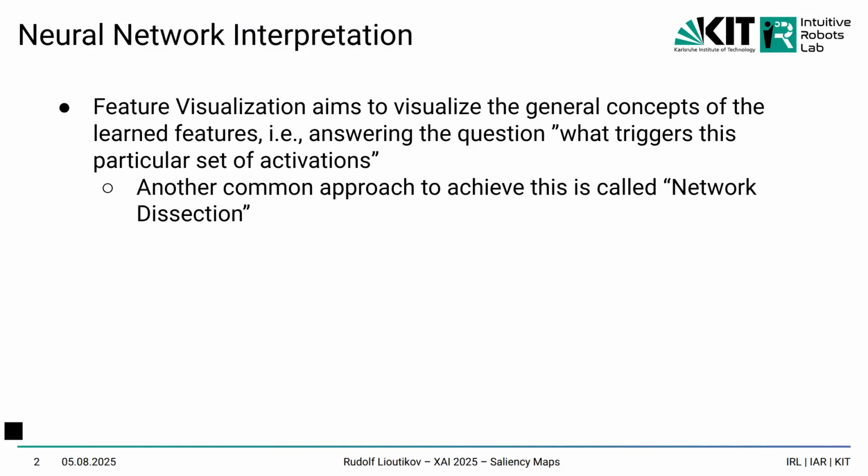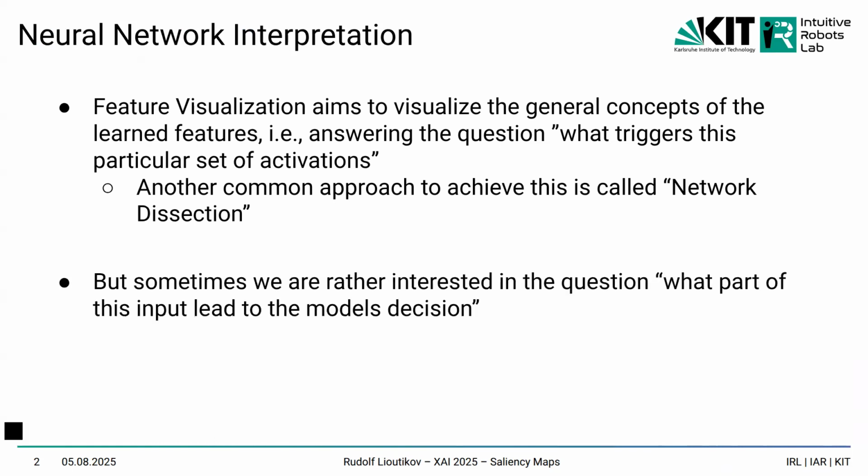The same goes for network dissection, where the idea is that we have more human-like concepts, and we try to identify if these human-labeled concepts are present in, let's say, the image, in this case, right? We do this by computing the intersection over union curves. So far so good, but sometimes we're rather interested in the actual question: what part of this input leads to the model output? So instead of analyzing the hidden states or activation states, we actually want to see what causes the downstream prediction, right?